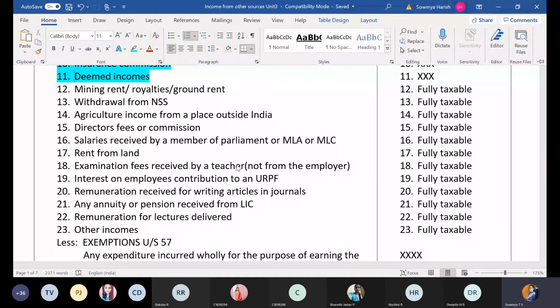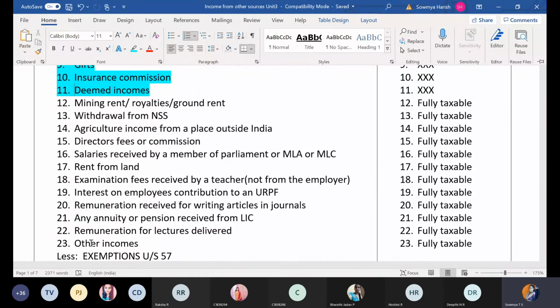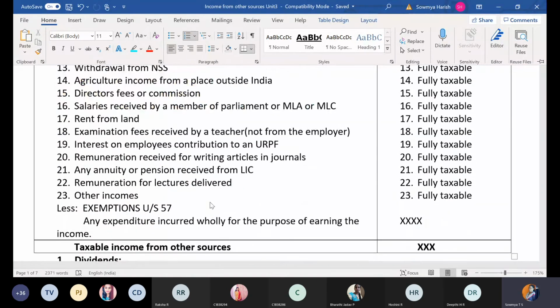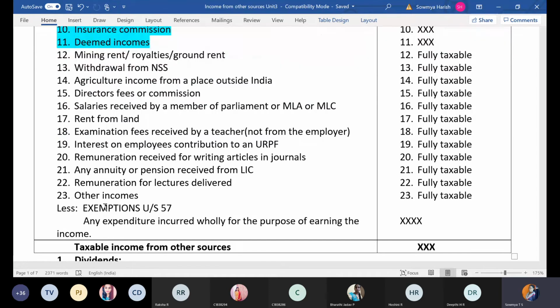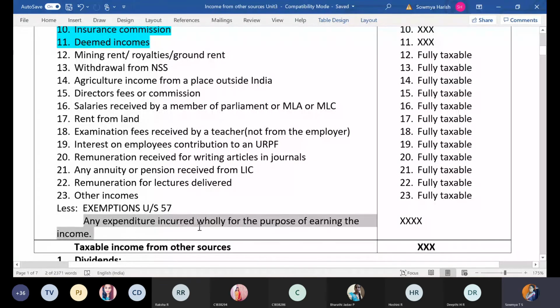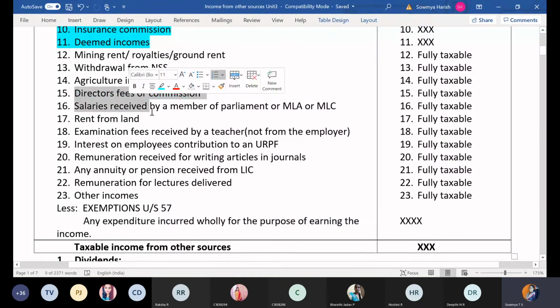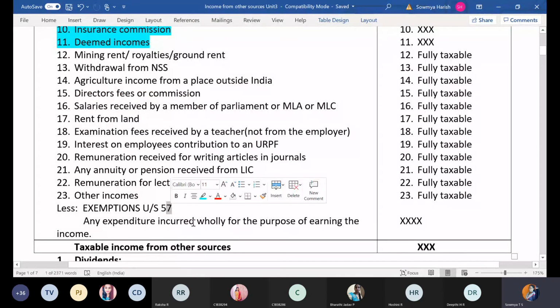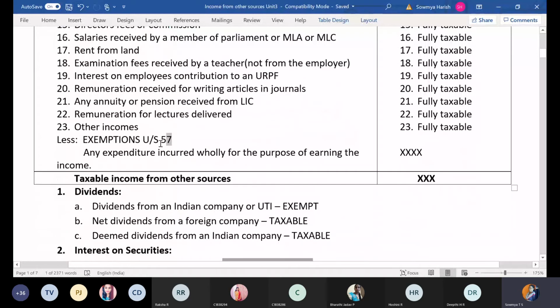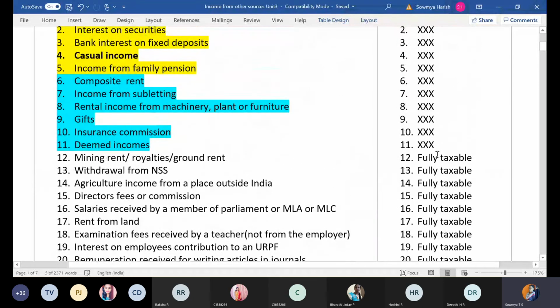And for income from other sources, you can claim deduction under section 57. Under section 57, a deduction can be claimed for any expenditure that is incurred wholly for the purpose of earning this income. To earn this income, if you are incurring any expenditure, that can be claimed as a deduction under section 57 for income from other sources. So after you deduct this, whatever you get is the taxable income from other sources. Clear, all of you?